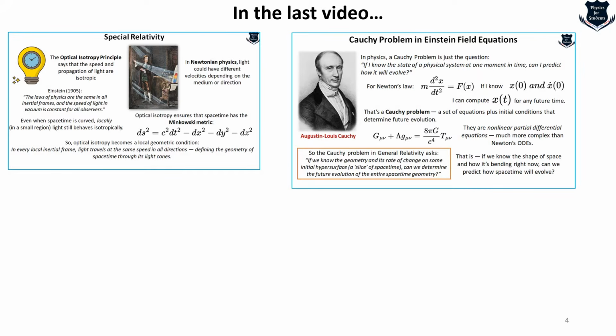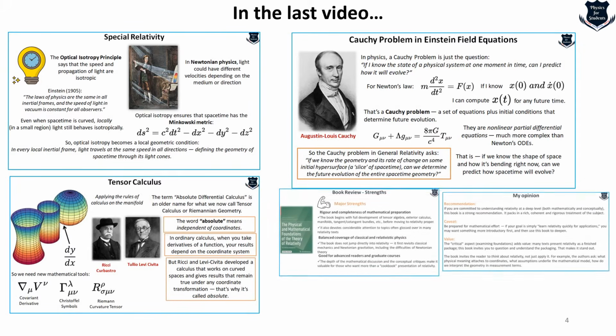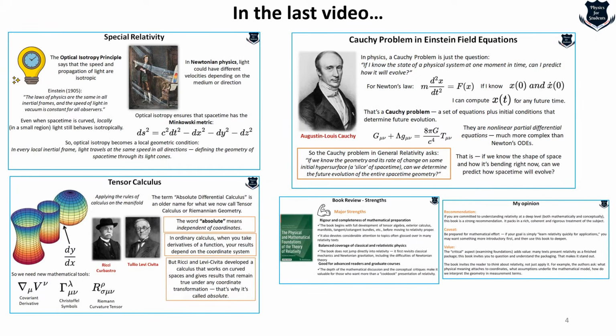So in the Cauchy problem of general relativity, we try to find out, if you know the initial conditions, how the future evolution of the entire space-time geometry will work out. We also looked into what is called the absolute differential calculus, which is now called in modern language the tensor calculus, the need for covariant derivative, Christoffel symbols, and Riemann curvature tensor. And finally, I reviewed the strengths and the weaknesses of the book, which led to a comprehensive understanding of the first book and our first step in the mathematical journey, building up the foundation from both physics and mathematics.